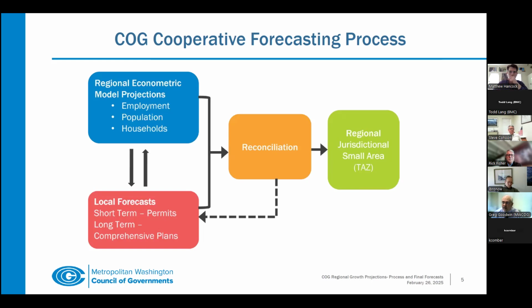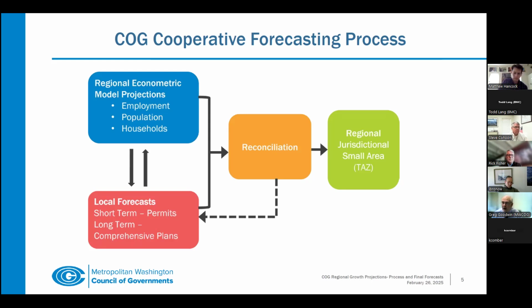We go through a process of reconciling the local forecast with the econometric model. We tend to want to be within 3 to 5% of our econometric model. And sometimes it takes a couple months of working with jurisdictions to fine tune the jurisdiction numbers so that, when you sum them up and compare them to the econometric model, we are within that 3 to 5 range. And once we feel like we've done that and it's the best we can do, then we consider the data to be reconciled.